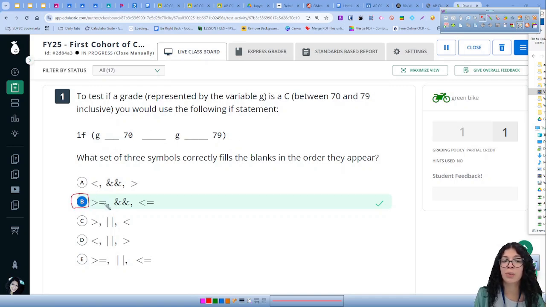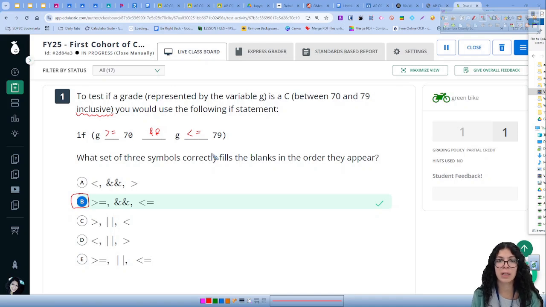And the reason why we have to include equal to is because it is inclusive of the 70 and the 79. So it would be that G is bigger than or equal to 70 and that it is less than or equal to 79. These would be the numbers that were actually in between 70 and 79, including 70 and 79. So for example, 72, we can always test it. Is 72 greater than or equal to 70? Yes. And is 72 less than or equal to 79? Yes. So that's a good test strategy also, to pick some values that would be in the range that you're looking for, and then test and see if it actually works out.